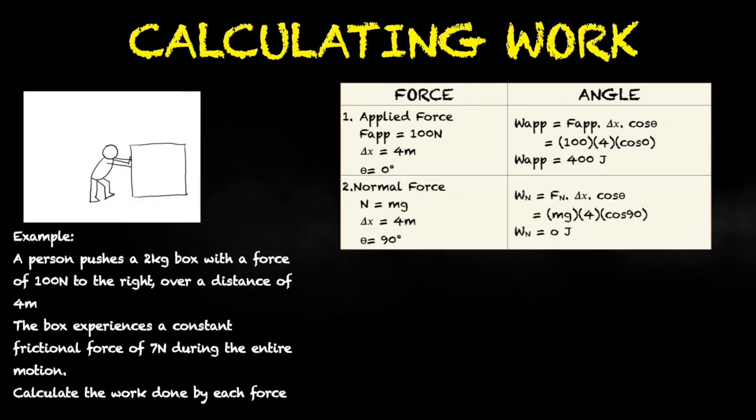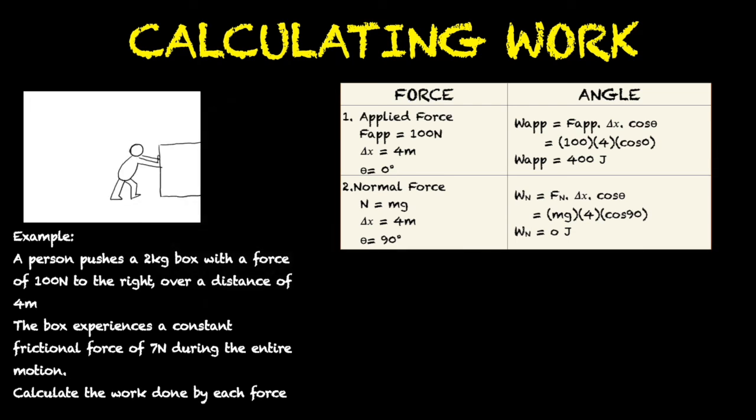The next force we're looking at is the normal force. Remember that the angle created here is angle of 90 degrees. So cos of 90 is actually equal to 0. So even though we're putting this into the equation, we find that the work done by the normal is actually 0 joules. And now for our frictional force.